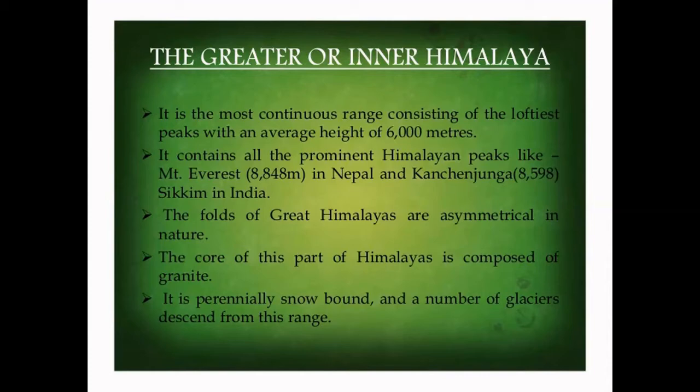Now the folds of the Great Himalayas are asymmetric in nature. The core of this part of the Himalaya is composed of granite, and it is perennially snowbound. That means there is always snow on the peak. And a number of glaciers also descend from this range. So it contains the peaks also, and it is always covered in snow, and the core is made of granite.